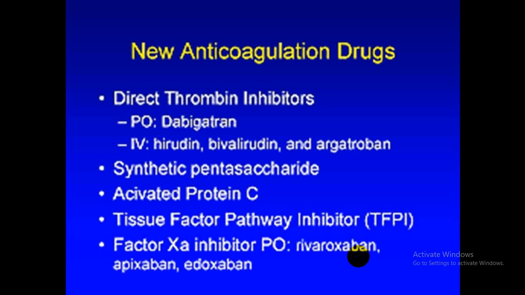And there are new agents, some improved and some under research and study, such as the direct thrombin inhibitors: dabigatran, which is an oral anti-thrombin, and IV hirudin and others, which can be useful in case of heparin-induced thrombocytopenia. Also synthetic pentasaccharide, activated protein C, tissue factor pathway inhibitor TFPI, and factor 10 inhibitors, which are also available, such as rivaroxaban, Xarelto, and other members of the group, which are useful as oral anticoagulant treatment.